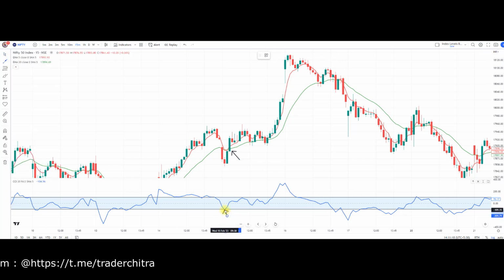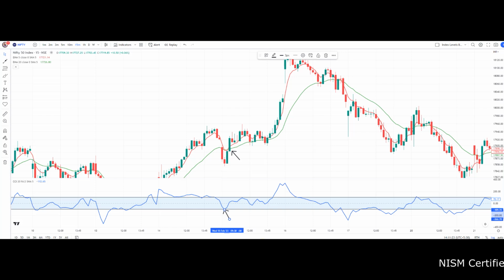Here the CCI is this, we got this green candle. After that we got the bullish engulfing candle. So the trend is going to change. If you didn't see my candlestick patterns, you can go and check that video also. I will put that link in the description box. So from here the trend is going to change.